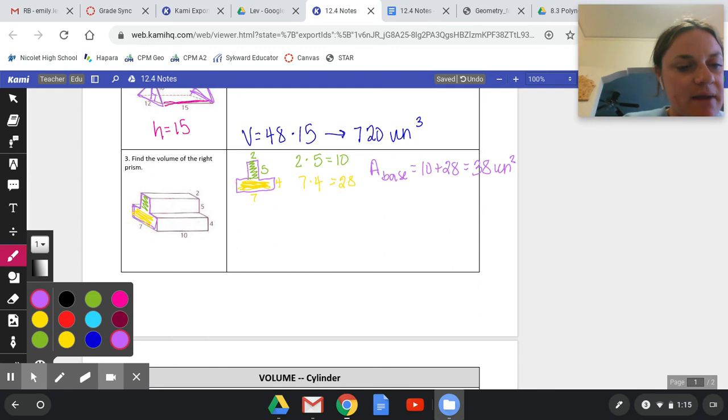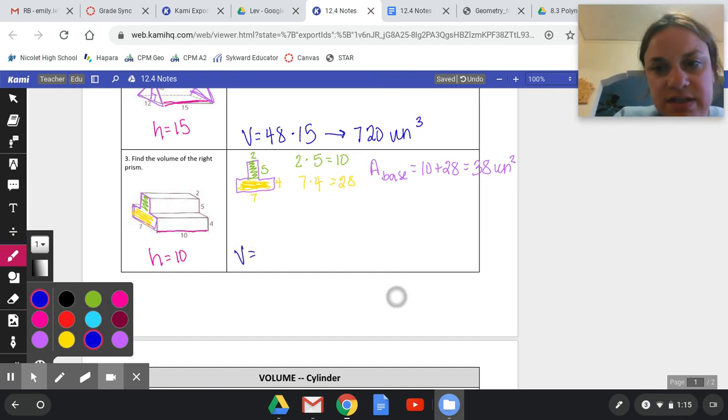Okay, and then I need to find the height of my 3D figure, which is this 10. It is the distance between those 2 bases. So my height is equal to 10. So to find my total volume, I am just going to take volume is equal to area of my base, which is 38, times the height of my 3D object, which is 10, which gives me 380 cubic units.